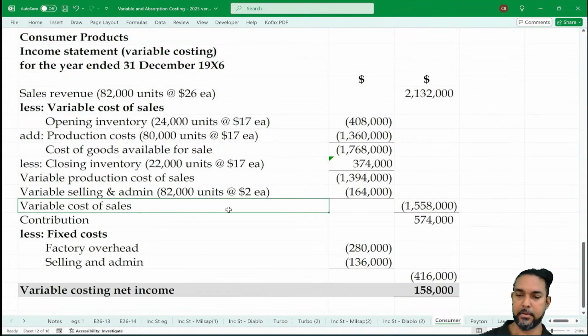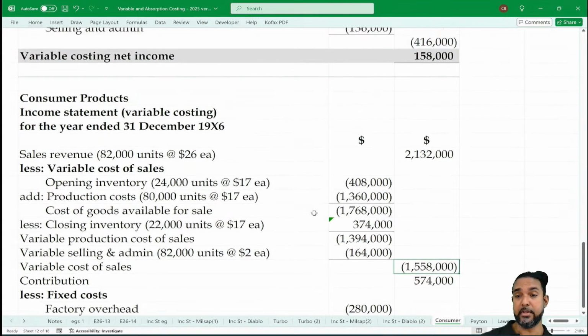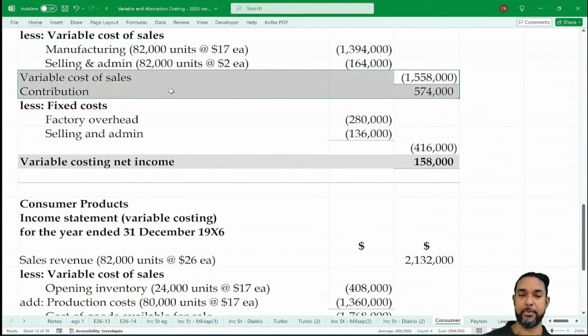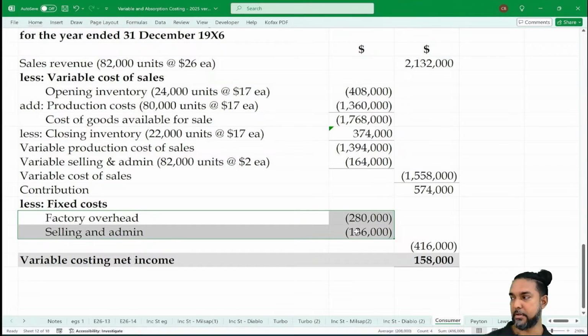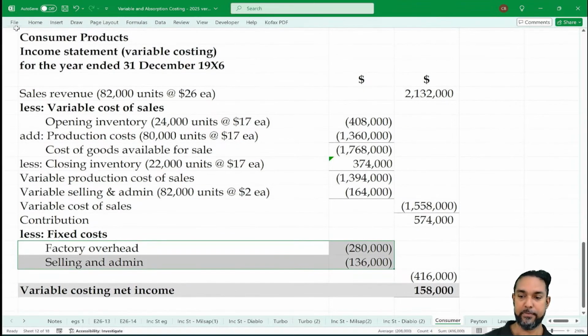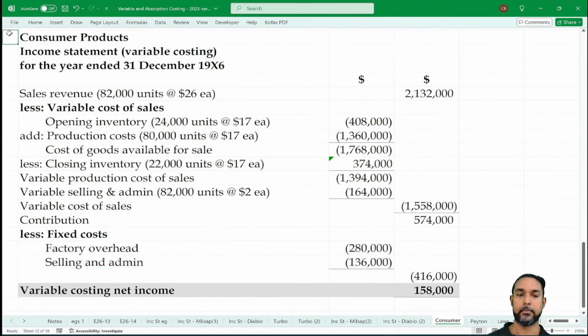And we add these two to get the 1558, which ties back to the same 1558 we had on top of here. 574 is the contribution. The fixed costs were unaffected by the choice of presentation above. Okay. Keisha, does this work a little better for you? All right, cool. No problems. That's fine.